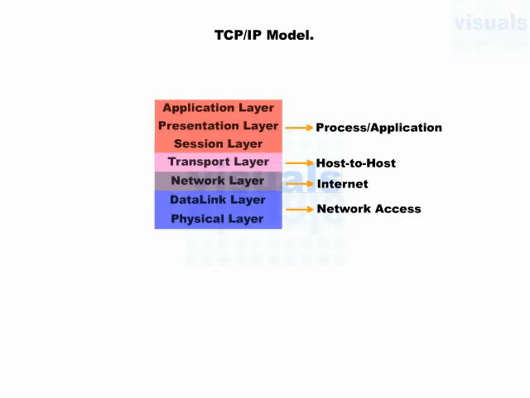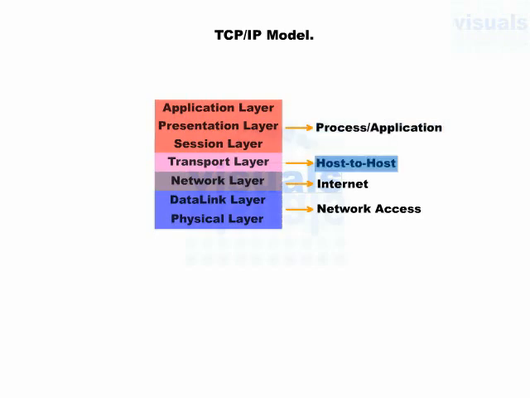Here are the layers. Process application. Now this is the top layer of the TCP/IP model. This layer performs the function of the OSI model's top 3 layers. You can see application, presentation and session layers. Now this layer of the TCP/IP model is known as the process layer or application layer of the TCP/IP model.